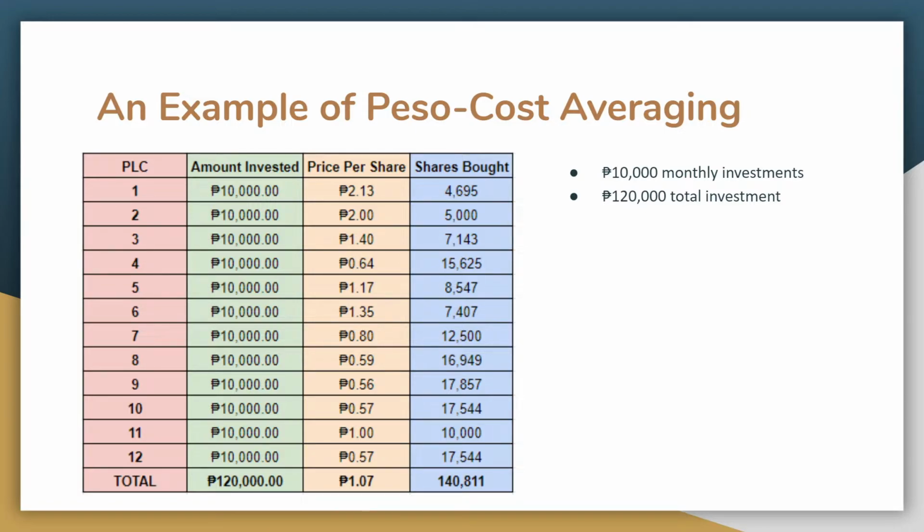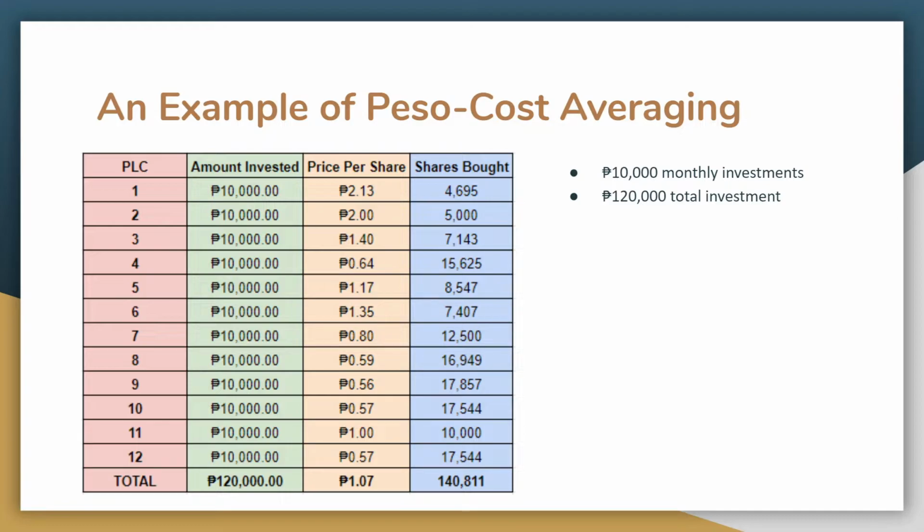You're gonna buy the stock every month, every first of the month, even if it's high, even if it's low. So as you can see here, the first purchase is 2 pesos and 13 centavos, second month 2, and then third month 1.4, and then it plummeted. It just really went down on the fourth month. It became 64 centavos per share. So you get the idea.